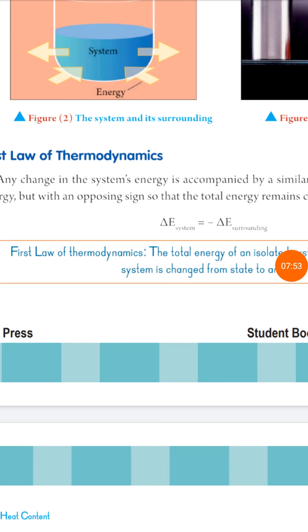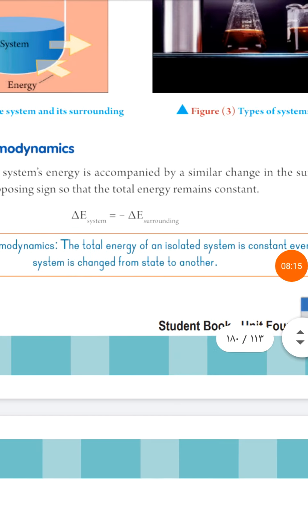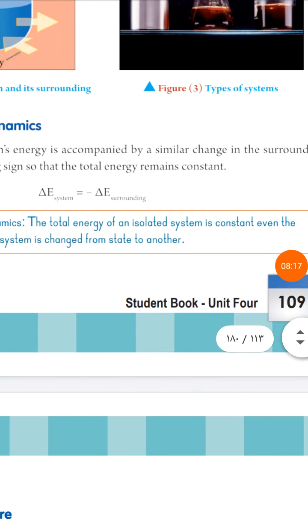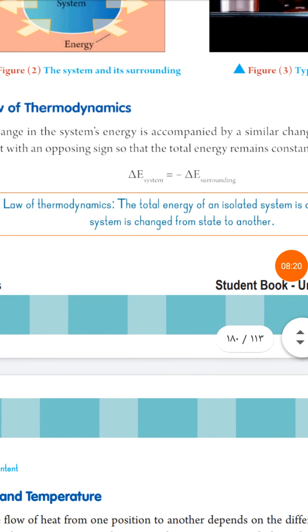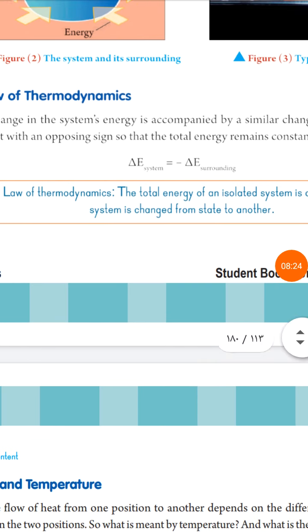So delta means a change. Delta E system, the change in energy of the system, equals negative delta E surroundings. The first law of thermodynamics is concerned only with an isolated system. The total energy of an isolated system is a constant value even if the system is changed from one state to another.